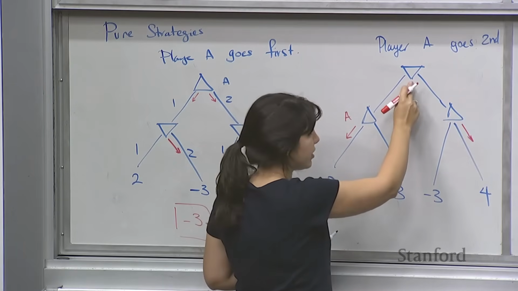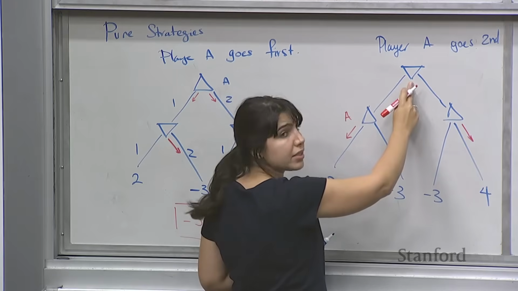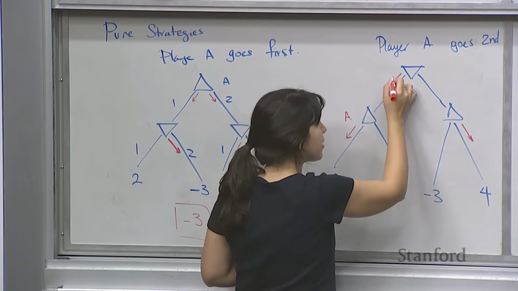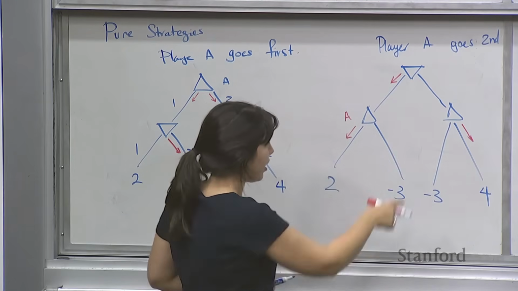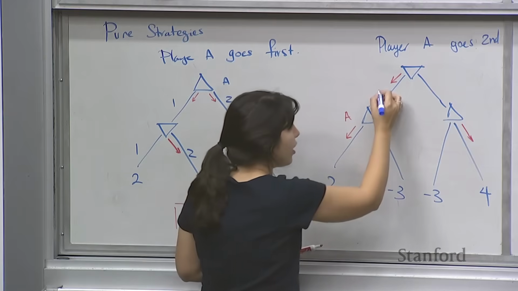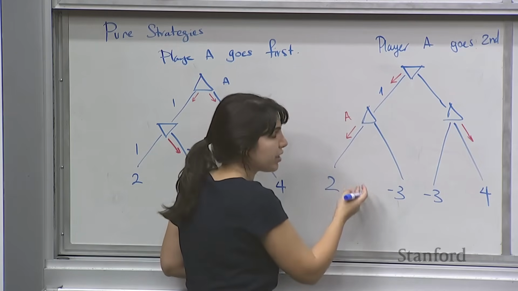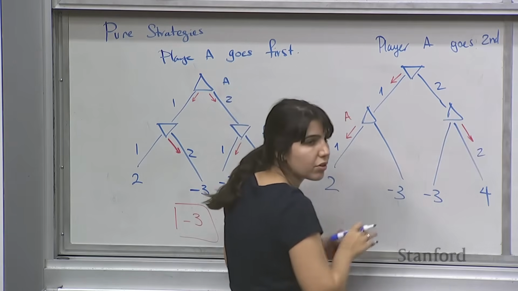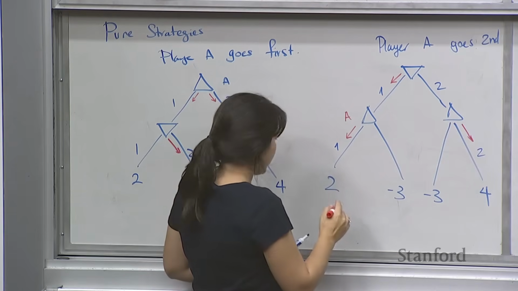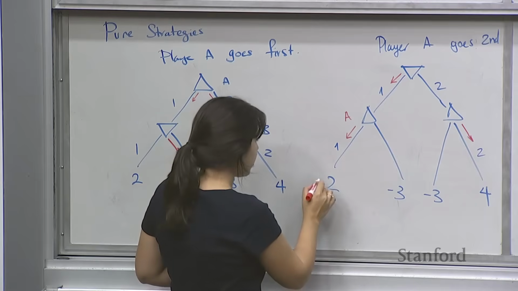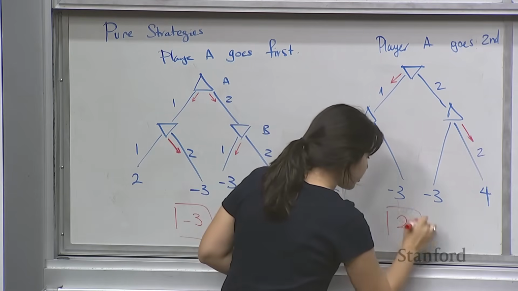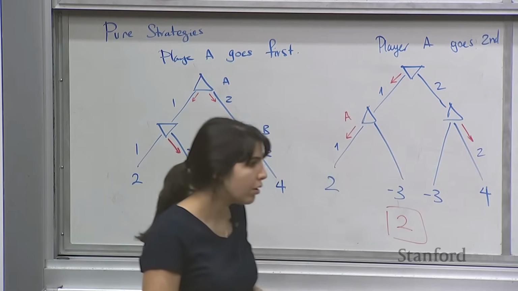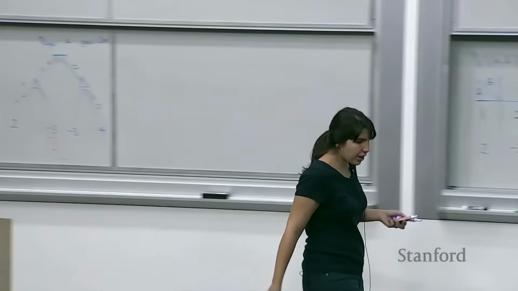Player B is here. Player B wants to minimize. So player B is going to be like, okay, if you're going second, I'd rather show you 1, because by showing you 1, I'm losing less. If I show you 2, I'm losing even more. And then in that setting, we are going to get 2. So player A is going to get $2.